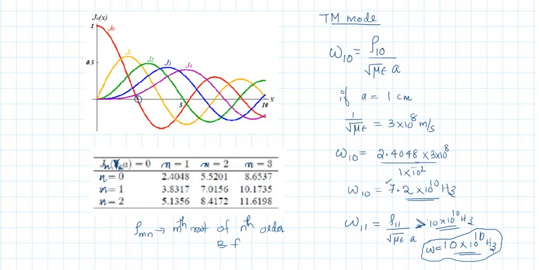If you select a driving frequency 10 into 10 to the power 10 hertz, that is, you have a cylindrical waveguide and you are transmitting a wave of frequency 10 into 10 to the power 10 hertz. When this wave enters the waveguide, the only TM mode which propagates through this waveguide is omega 1 0. Omega 1 1, that cutoff frequency, is greater than this.